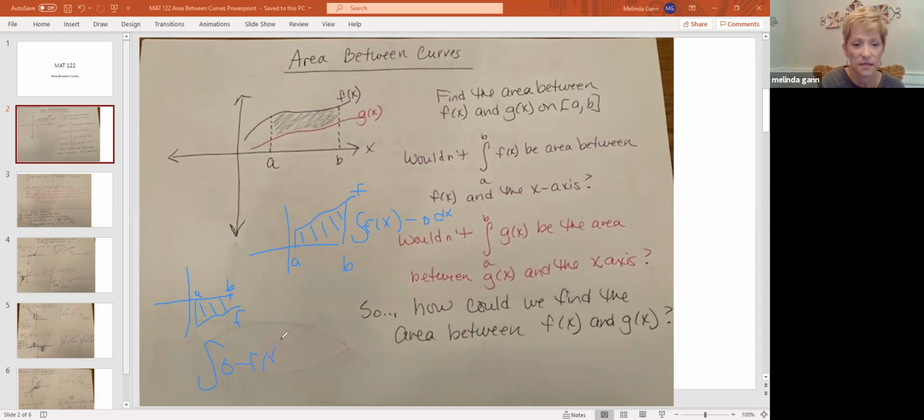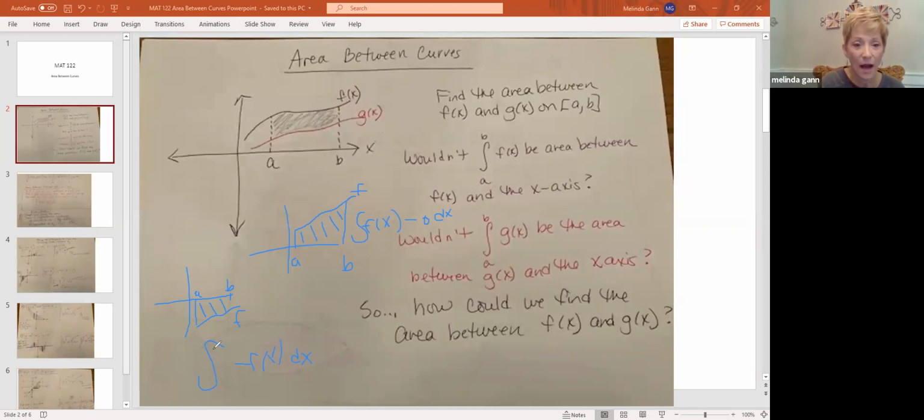And then your dx. So think about what that would give you. So does it make sense then that 0 minus f of x would just give you a negative f of x?